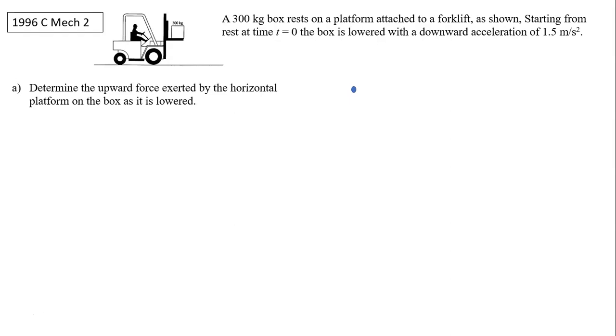To determine the force, we need to draw a free body diagram. So here is the box. On the box, there are two forces: one is gravity, one is normal force. Since the box has acceleration downward, gravity should be larger than the normal force.